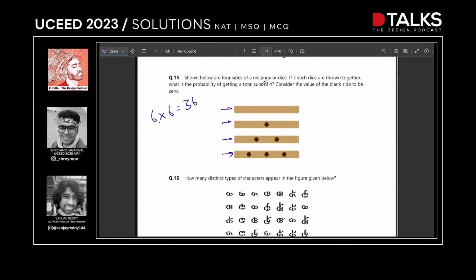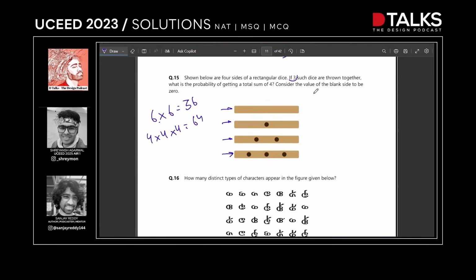Now we are throwing three dice, having four possible options, right? So the total number of possible outcomes is 4 times 4 times 4, 64 total outcomes. Now we're going to have to find the number of ways to get the sum 4, right?